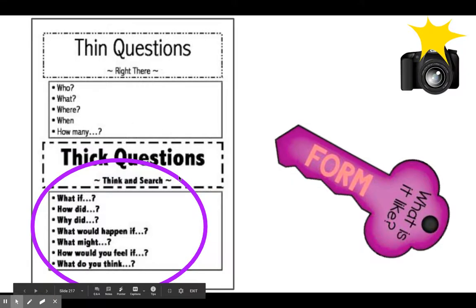So I wanted to remind everybody, and we did go over this last unit, but we are looking at thick questions only. So when we think of the form of what thick questions look like, they are questions that start off with these stems: what if, how did, why did, etc. Those are the questions we want. We do not want questions like who, what, where, when, or how many, because those questions you'll be able to find in a matter of seconds on Google, and that's not helpful. We want to have thick questions so that we can do a lot of research and develop our inquiry and thinking skills.